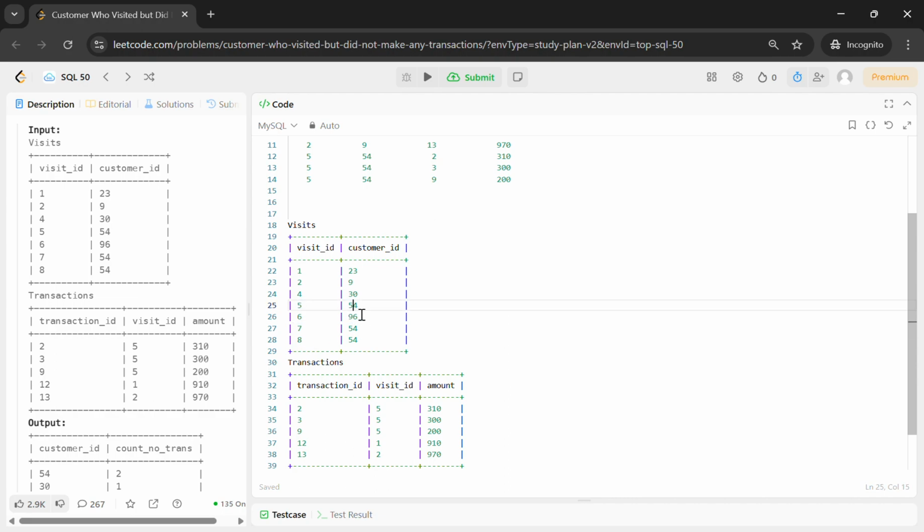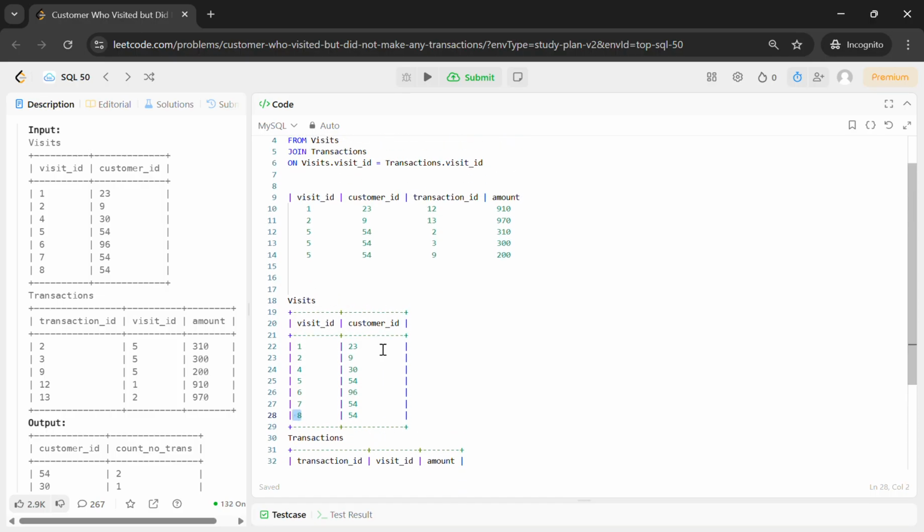Let's consider this person, any name, like Saket, entered the mall yesterday. He got the ID 5. The same day he made three transactions with the same ID, so that's why 5 appears three times. But the next day he went again. This time he got ID 7, but he didn't make any transaction. Next day again he went, this time he got ID 8, and he didn't make any transaction. So after writing this much, we have this common table.